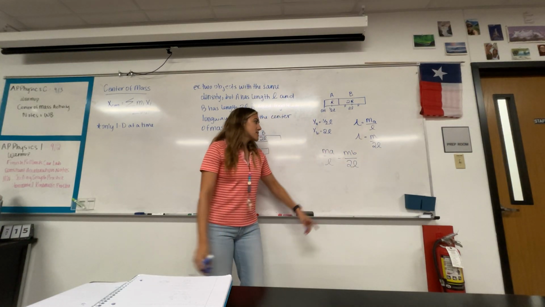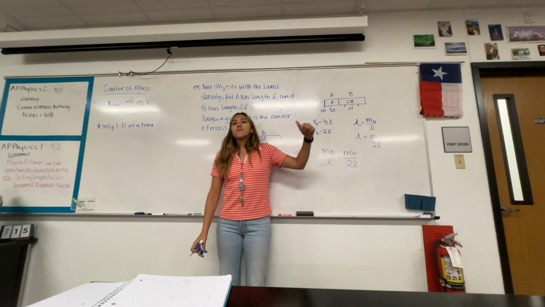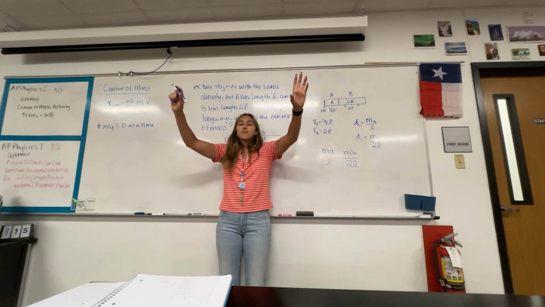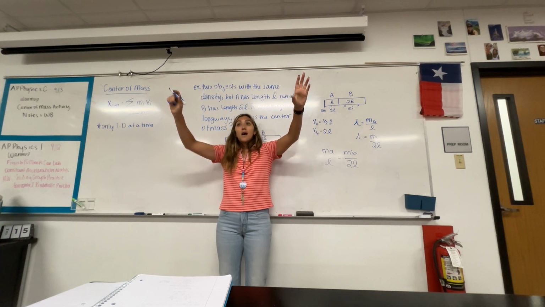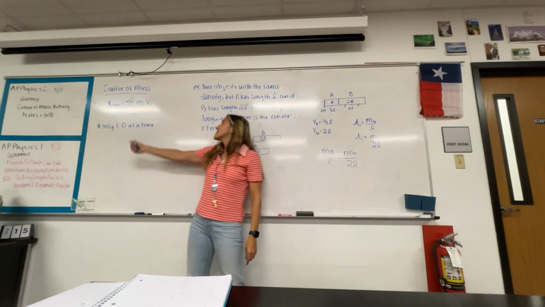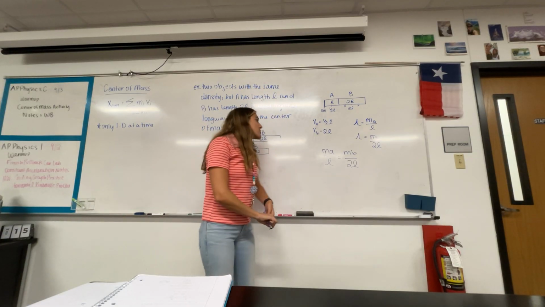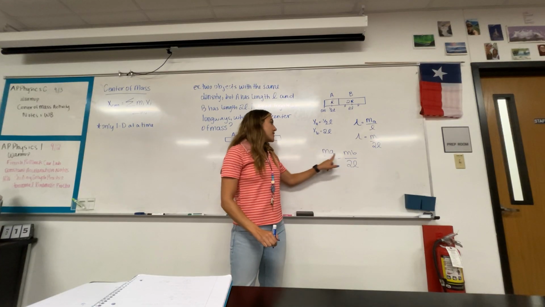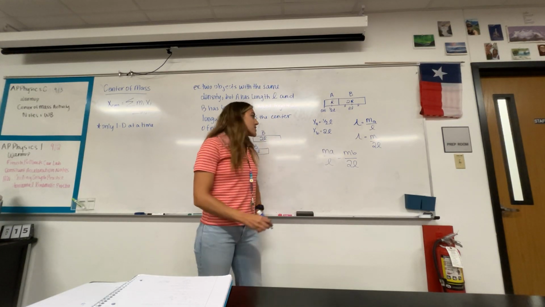So I want to write one of these masses in terms of the other. That way I don't have two different variables in my equation, and then it gets yucky. I just have one, and it'll cancel out. So what do you want to do? Do you want to write A in terms of B or B in terms of A? A in terms of B.